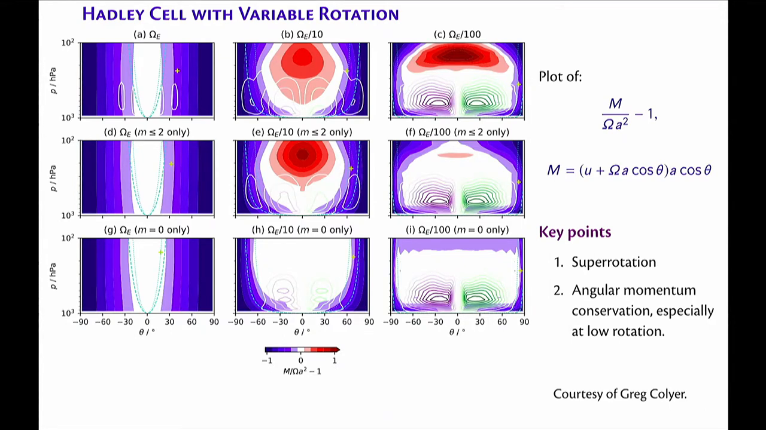These are courtesy of Greg Collier, also at Exeter. The zonally symmetric model is actually conserving angular momentum, or nearly conserving angular momentum, all the way to the edge of the Hadley cell. So the Hadley cell is pushed almost all the way to the pole here.